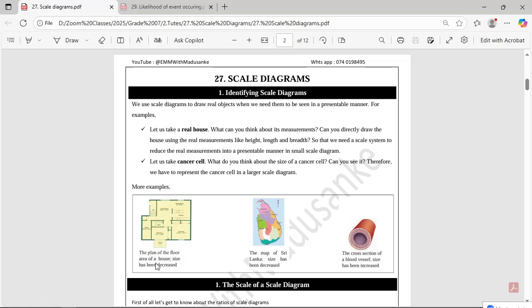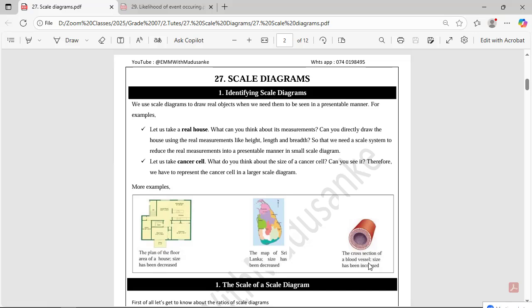Like this, this is a plan of the floor area of a house. Size has been decreased. The map of Sri Lanka, size has been decreased. The map of Sri Lanka is actually very big. We cannot even think how big it is. So the map should be decreased, and that is how we are going to refine. And also, the cross section of a blood vessel is something like a cancer cell.